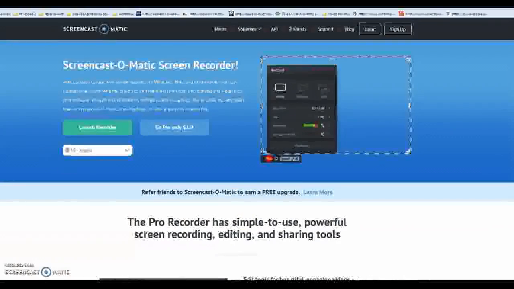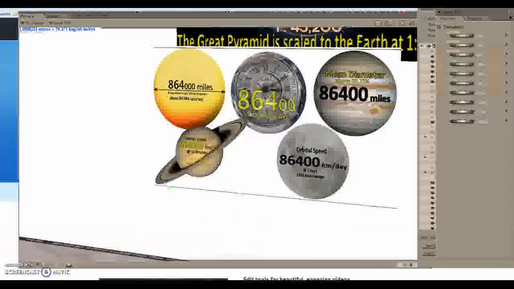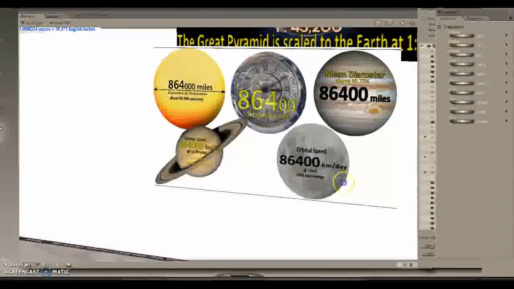So even the tilt of Saturn, the angle of the Earth during the 27.3 days of the Moon's sidereal orbit, brings us back to 86,400. Even the, well again I'll show later, 864,000 miles being the Moon diameter, 86,400 miles being the diameter of Jupiter.